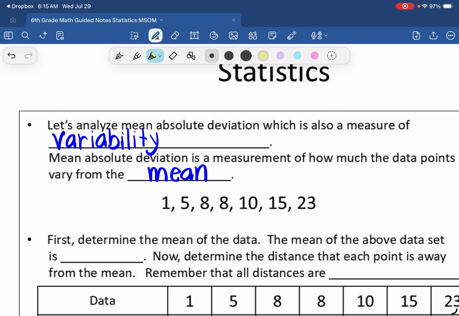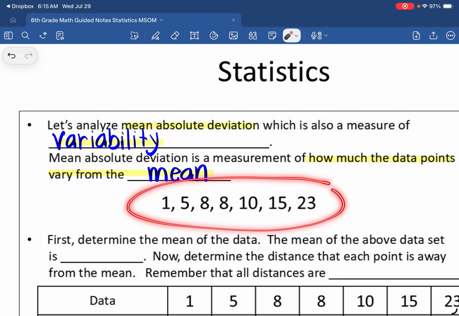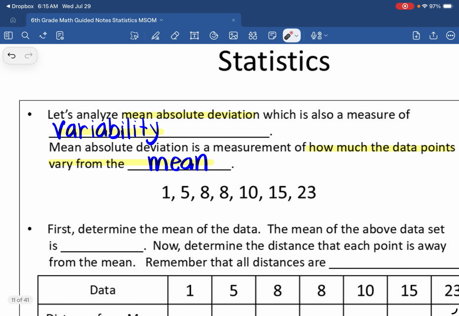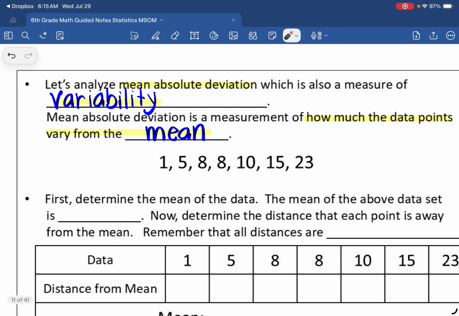Let's analyze the mean absolute deviation, which is also a measure of variability. Mean absolute deviation is a measurement of how much the data points vary from the mean. So here are my data points right here that we're going to work with. First, we need to determine the mean of the data, and that gives us a hint in the name, the mean absolute deviation. So we are going to be working with the mean.